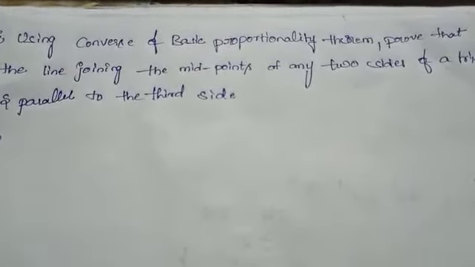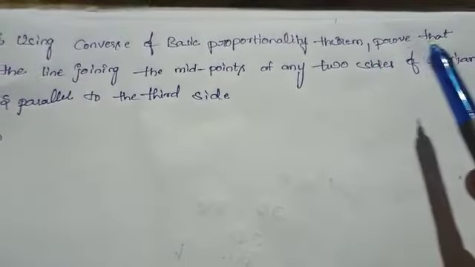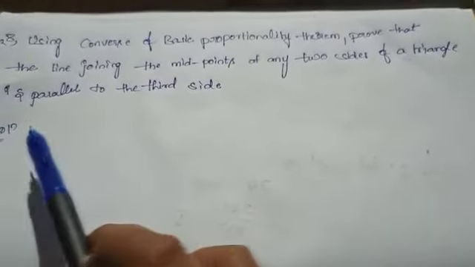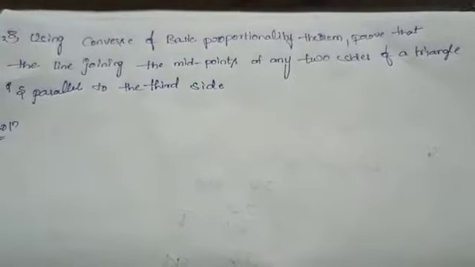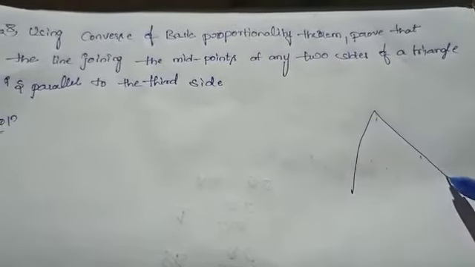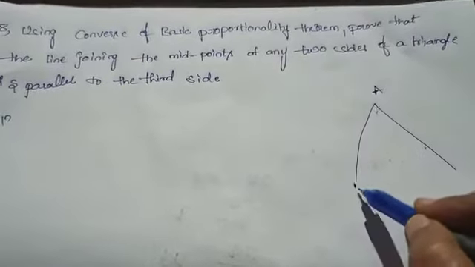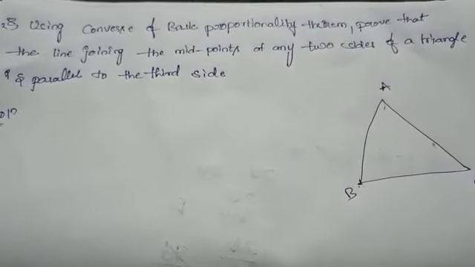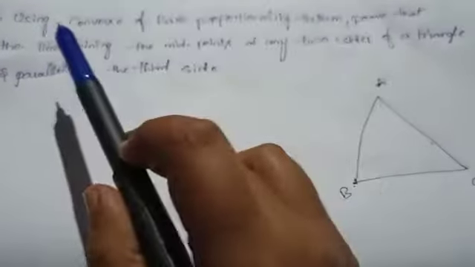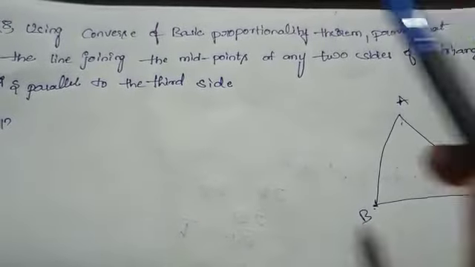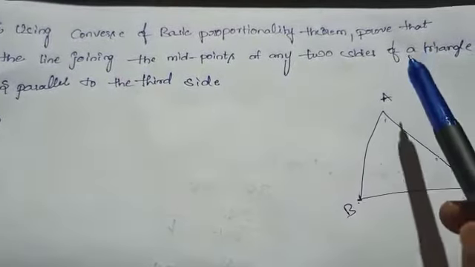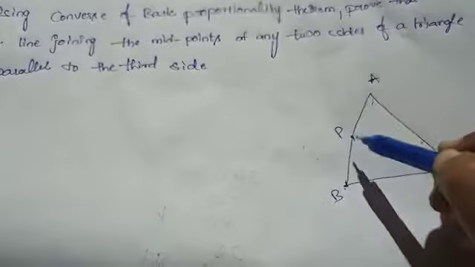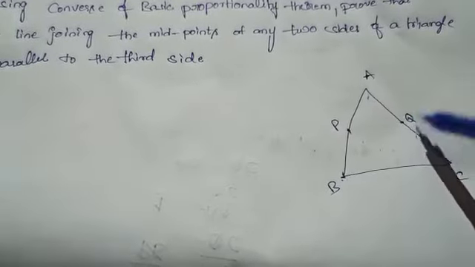Next example, using converse of basic proportionality theorem, prove that the line joining the midpoints of any two sides of a triangle is parallel to the third side. Okay, let the triangle be triangle ABC. Let P be the midpoint of AB and Q the midpoint of AC.